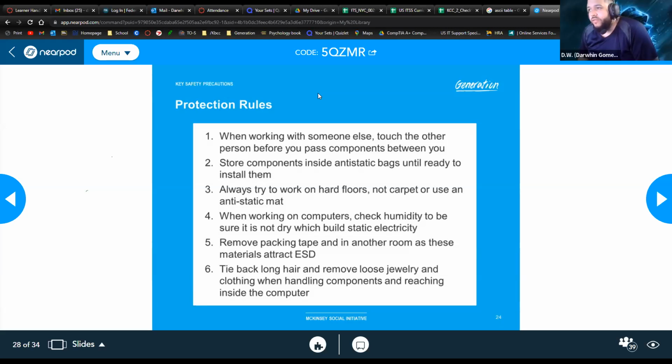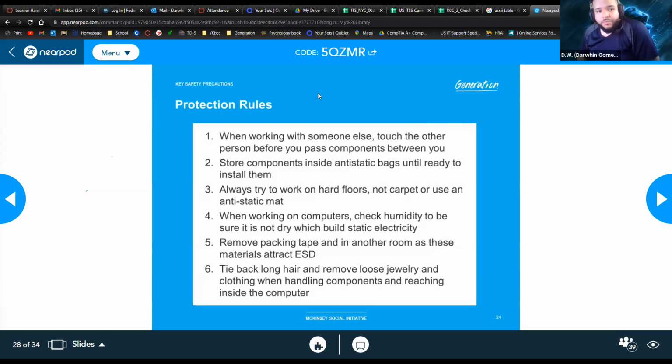So what this is alluding to is that a lot of times we'll be working in teams, right? If you're gonna pass a component to your colleague, your charge may be different than theirs. So the way that you dissipate this is you just touch them on the shoulder. Don't inappropriately touch them, and then be like, hey, here's what you need. And then we just talked about the anti-static bags. So keep your components in these anti-static bags to protect them when they're not being worked on or being used.